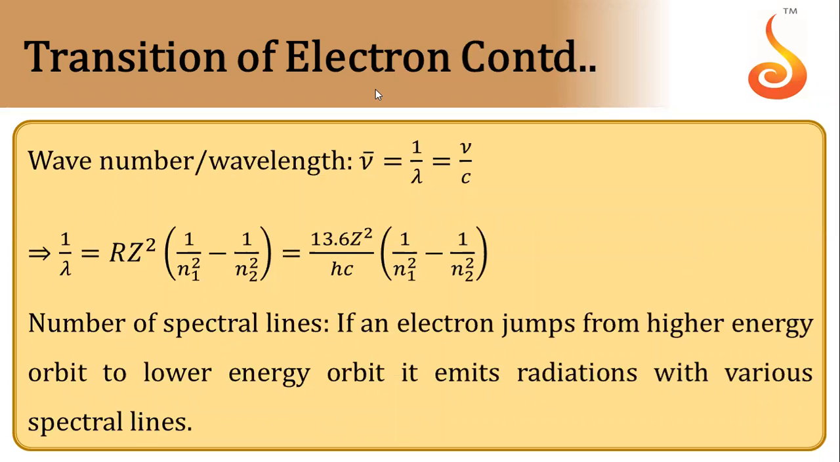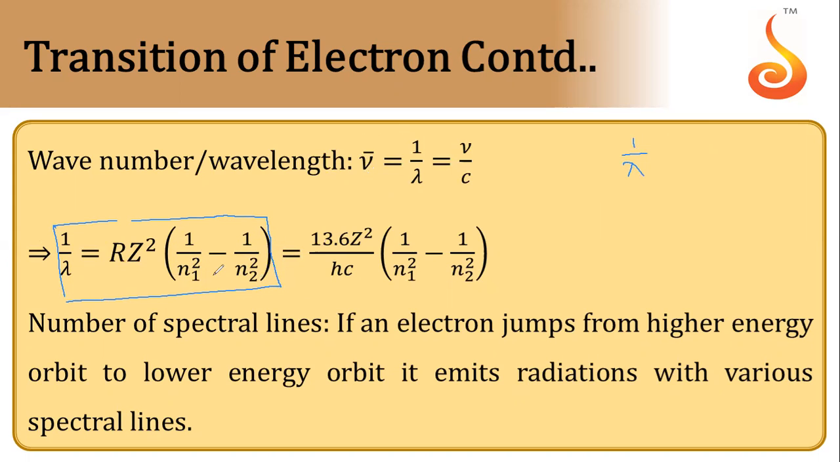Next is wave number. Wave number is 1 by lambda. Once you have found the wavelength, you can easily find the wave number. Just take the reciprocal of the wavelength. That is denoted by mu bar. So this is your formula of wavelength: 1 by lambda is equal to R Z square, 1 by n1 square minus 1 by n2 square.